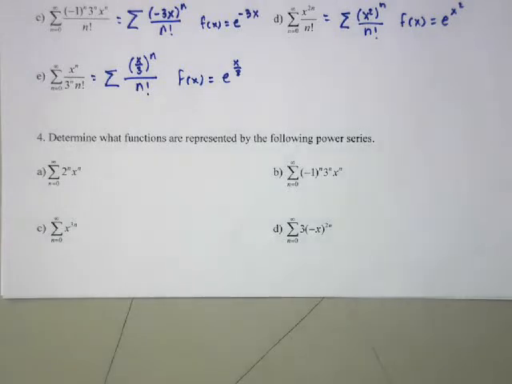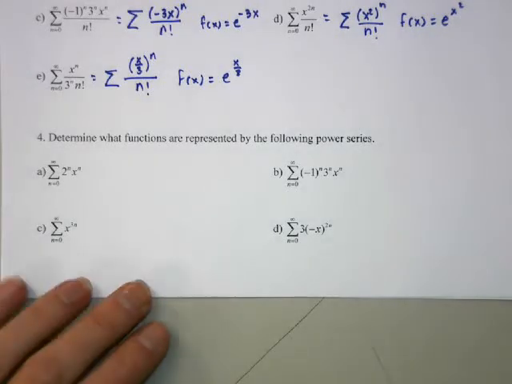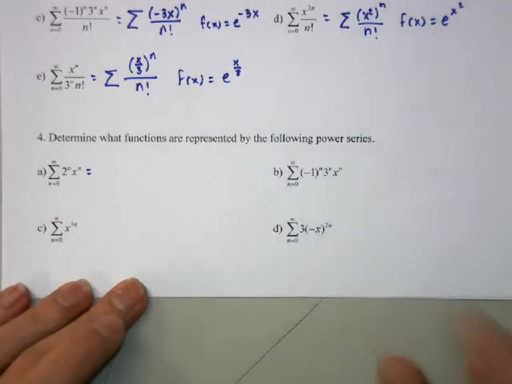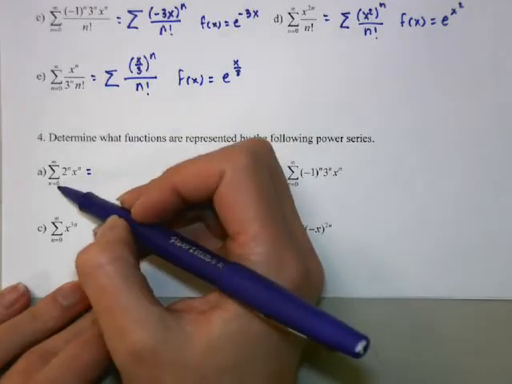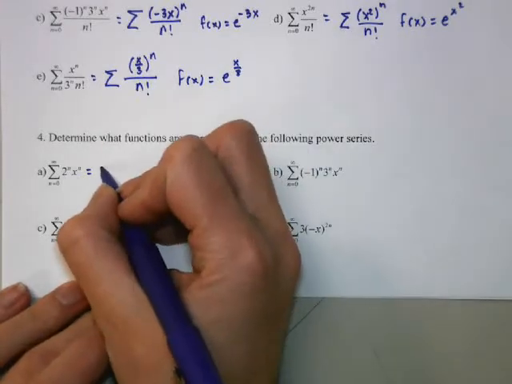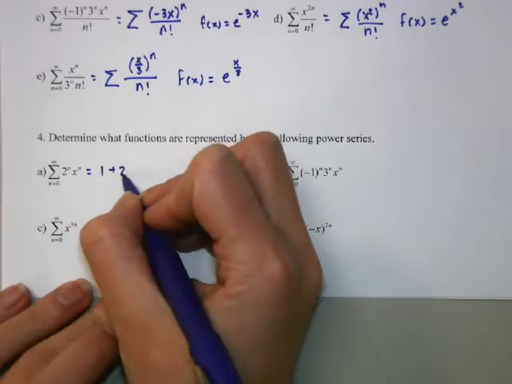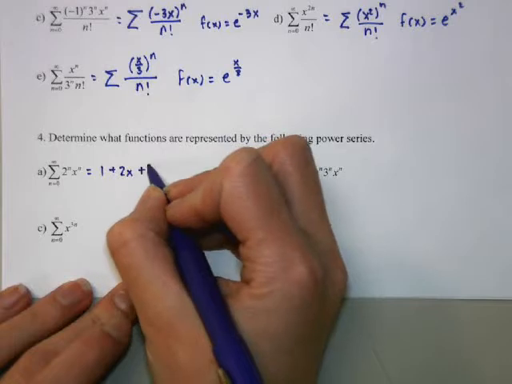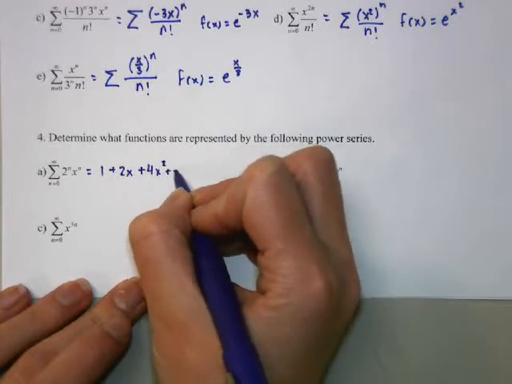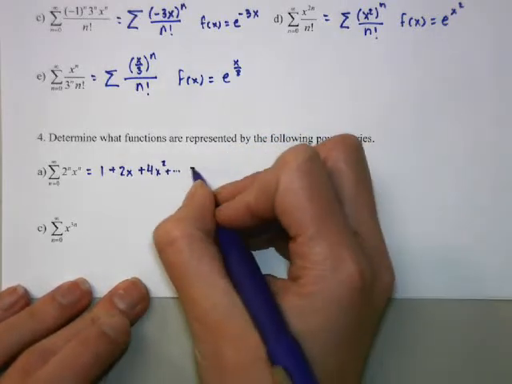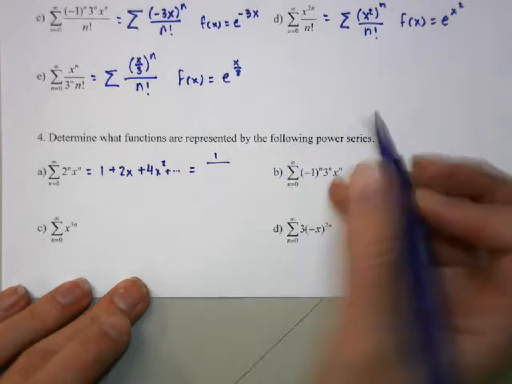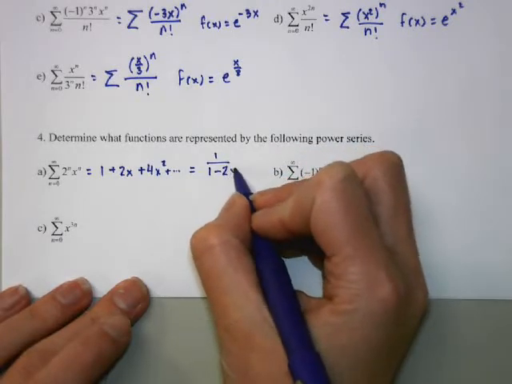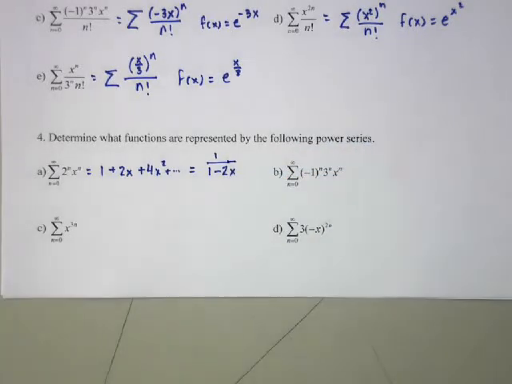Okay, for this next section, we can write out the series and then see what's happening here. When n is 0, I'm going to get 1. When n is 1, we get 2x, and we get a 4x squared, and so on. So this is an infinite geometric series with an a1 of 1 and a common ratio of 2x. So I can write the function as 1 over 1 minus 2x.